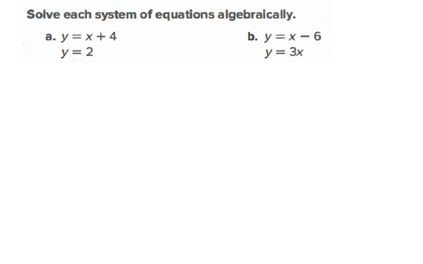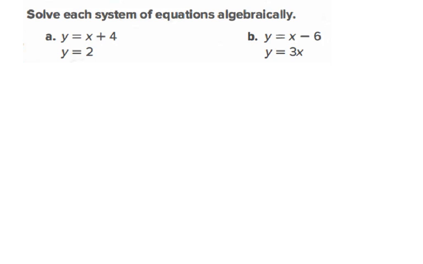Okay, so we're going to do got it A and got it B. Go ahead and pause the video and do them by yourself first, and then you can fast forward the video or watch the video and see if you got them right. Always try to do it by yourself first, that way you can tell what you know and what you don't know.